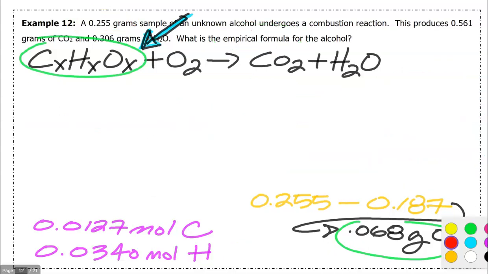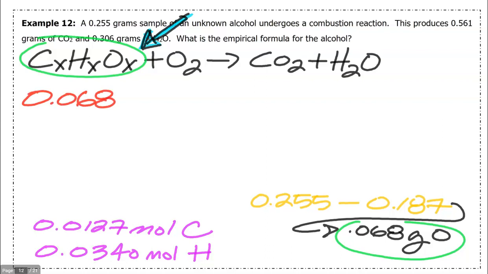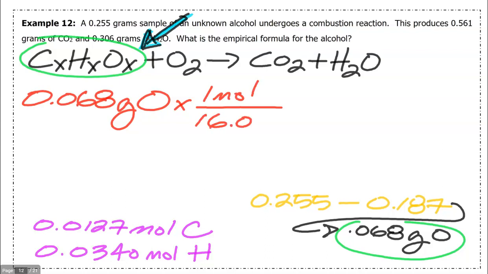So now oxygen is going to go back into moles again so we can compare. So I'm going to take 0.068 grams of oxygen and convert it to moles. Mole on top. And this is going to give us a value that we can now compare to. So we need everything in moles. When we have everything in moles, we're going to be able to compare all of our values.